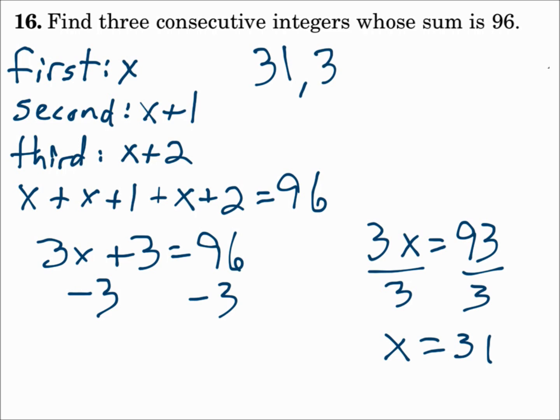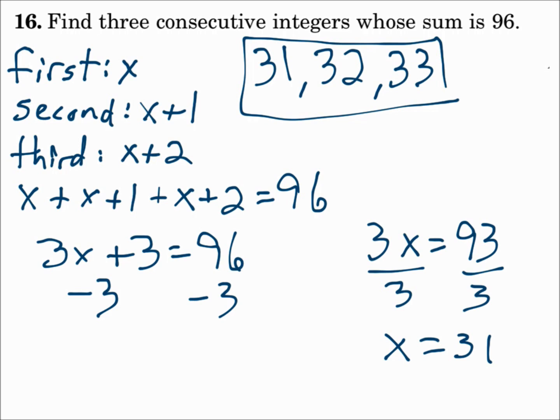The second one is one more than that. The third is one more than that. So your three consecutive integers are 31, 32, and 33.